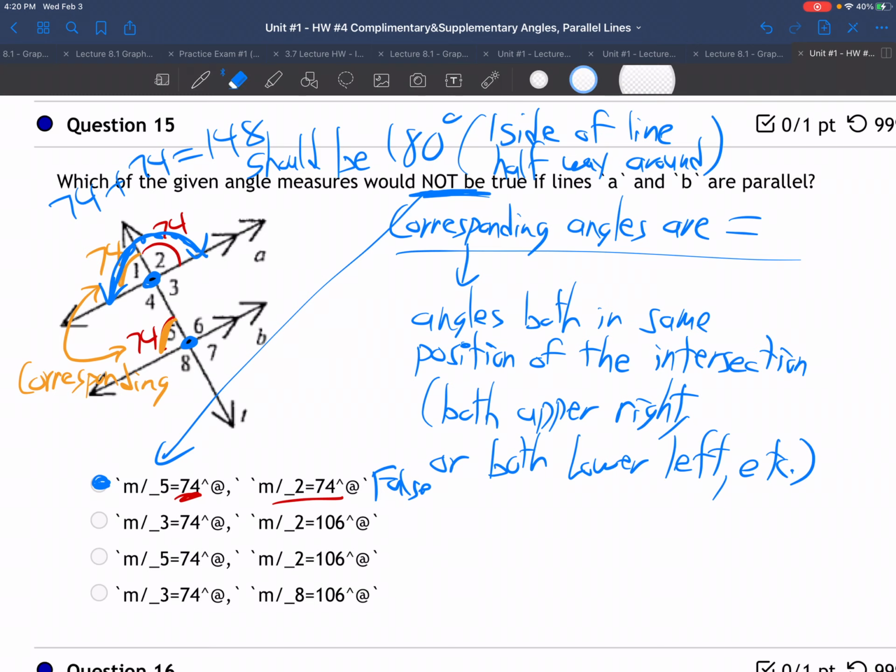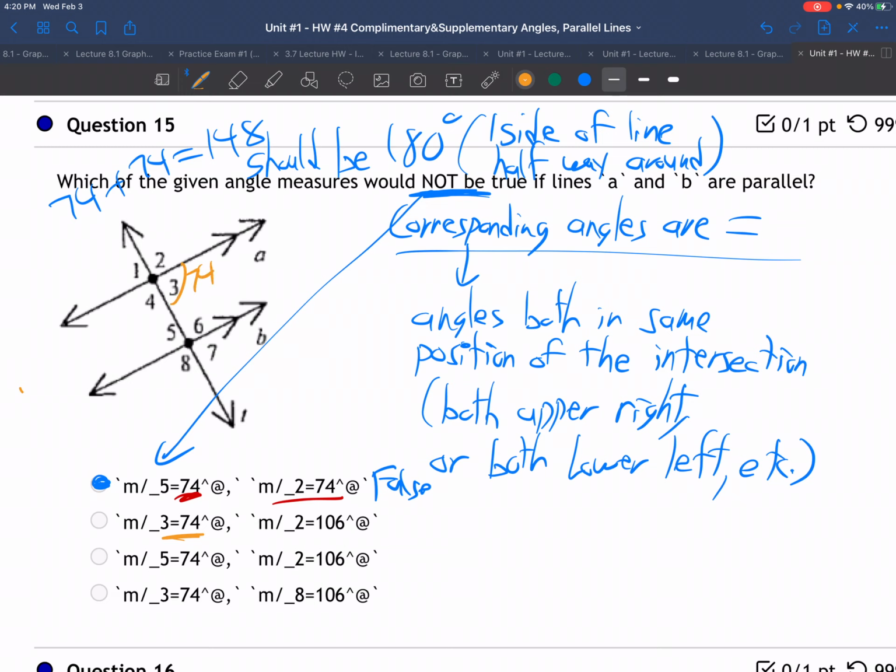Do you see why? Let me show you why. Let me just do one other one to show you why the other ones are true. Like angle 3 is 74. So right here, this is 74. Angle 2 is 106. Could that be? Well, together, let me do a different color, what do they add up to be? 106 and 74, 180. Right, that's right. They should be 180. That's true.